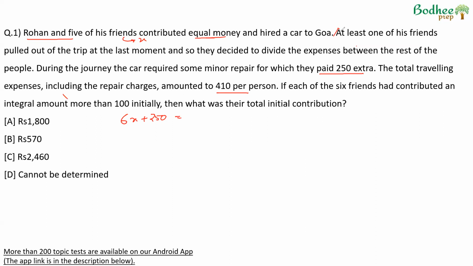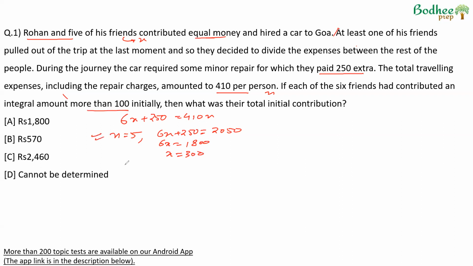So now at least one of the people did not go. So the number of people who went, suppose, is n. This has to be equal to 410n. Now what I'm saying is n could take different values. N could be 5, in which case we have 6x plus 250 is equal to 410 into 5, which is 2050. So 6x comes out to 1800. X comes out to 300. Integral value more than 100.